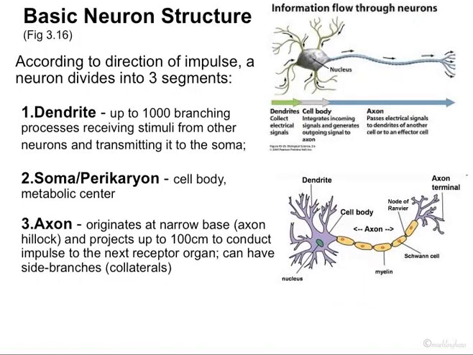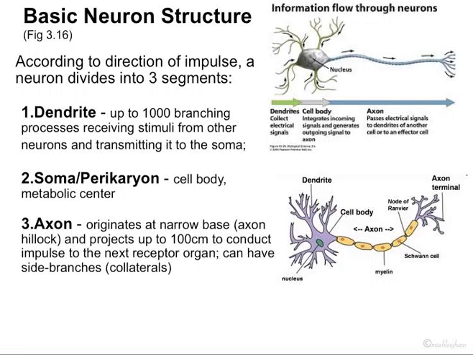Let's look at a basic structure of a neuron. We basically have three parts, and the way we look at them is in a way of a direction of an impulse. So the first thing we have is these extensions coming off a cell body that are called dendrites. There are about up to 1,000 of these branching processes. They are finger-like antennas that receive stimuli from other neurons. And then they take that stimulus and transmit it to the cell body, which is the second main structure.